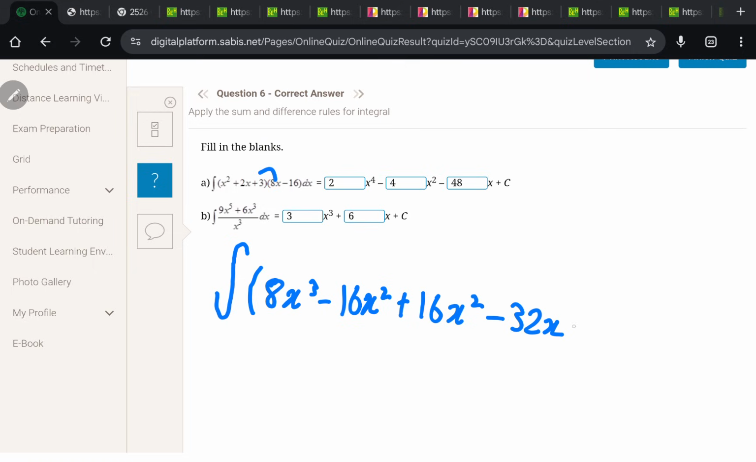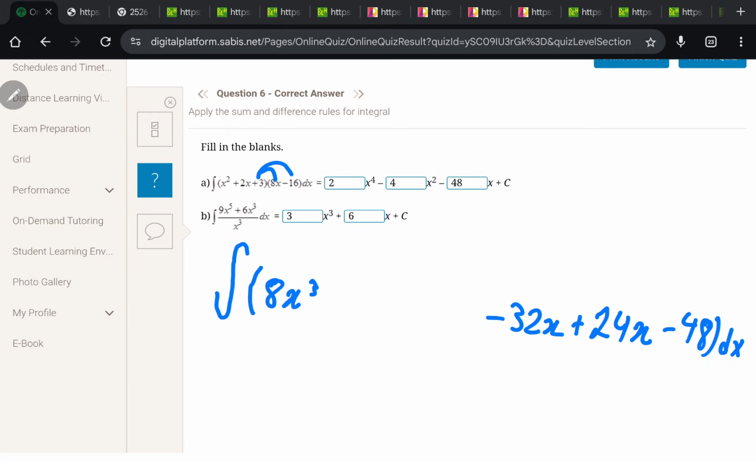Plus 24x, because 3 times 8x is 24x, minus 16 times 3, 16 times 3 is what? Minus 48. Now you can erase the plus x squared minus x squared. Now you can integrate all of them. So, really quickly, add 1 to the power, it will be x to the power of 4, 8 over 4 is 2, 2x to the power of 4, minus add 1 to the power, it's going to be x squared. Remember, we're here, so x to the power of 1, add 1, 32x squared, divide 32 by 2, 16x squared.